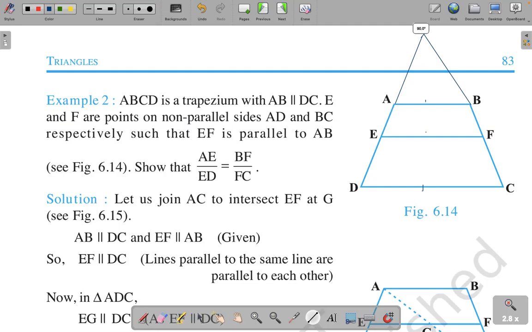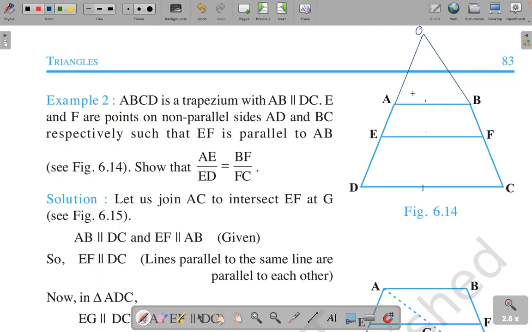So say this is O. When you apply BPT, you can say OA upon AD is equal to OB upon BC. Then you can write OE upon ED is equal to OF upon FC. So then we know that OE upon AD equals OF upon FC. So we also know that OA should be equal to AB, right? It is not mandatory. Or we can write it in the construction because we are making it.